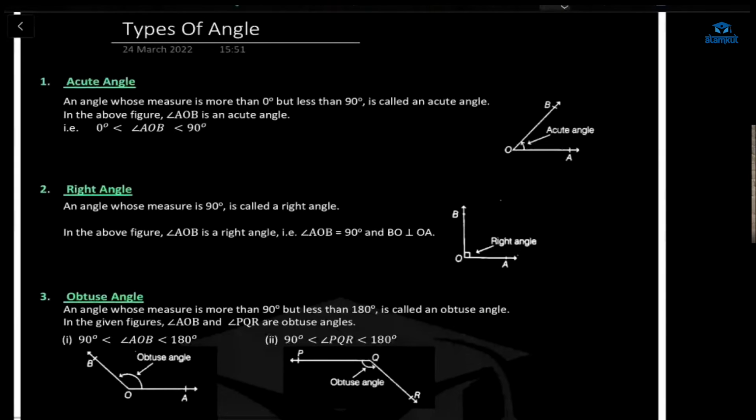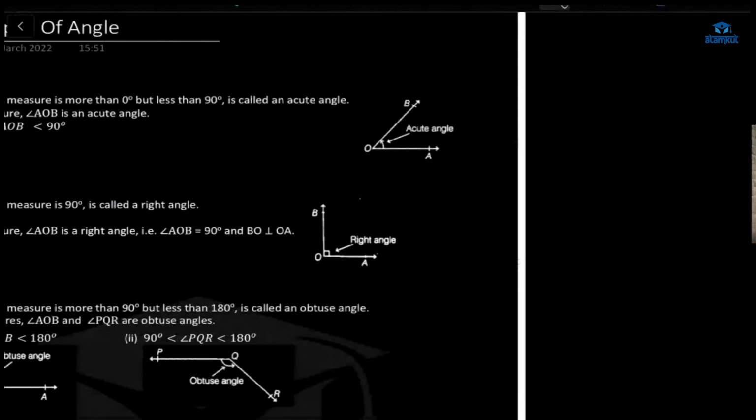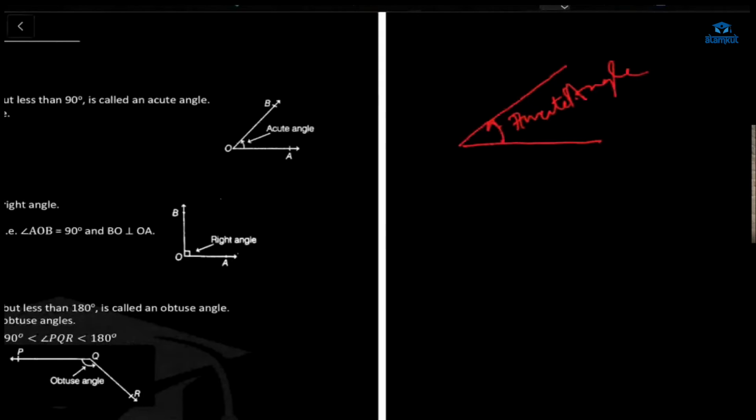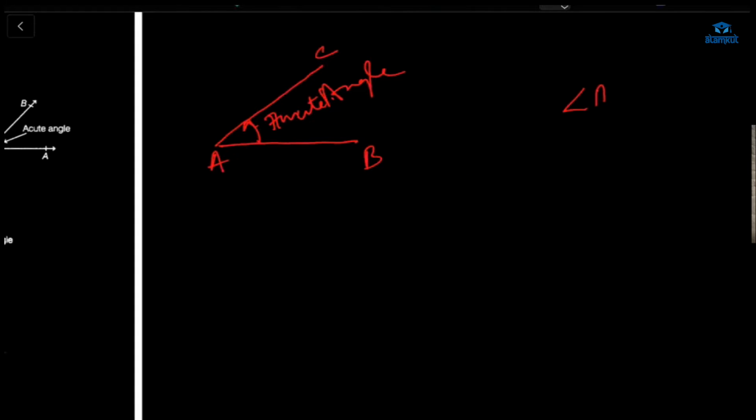Acute angle. The representation of the angle is this, you can see here. You draw a straight line, and this angle is an acute angle. Angle A is greater than 0 degree and less than 90 degree. So an acute angle is in the range of 0 to 90 degree.